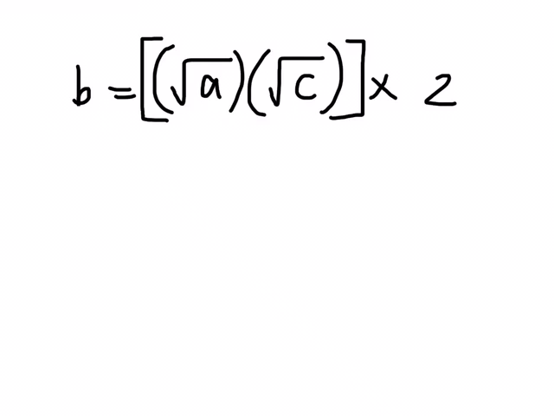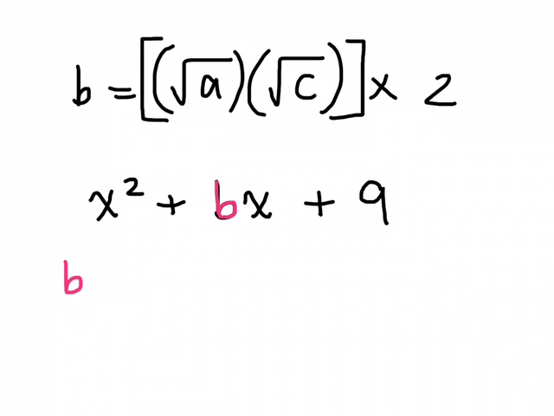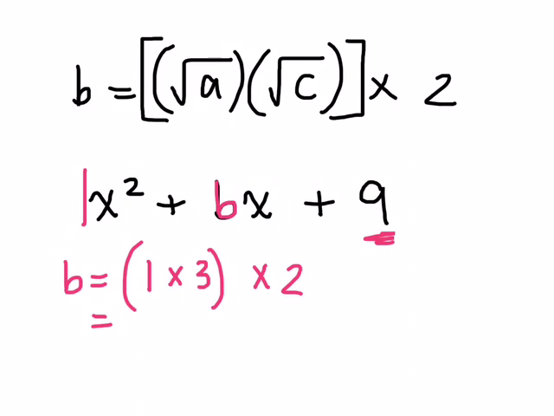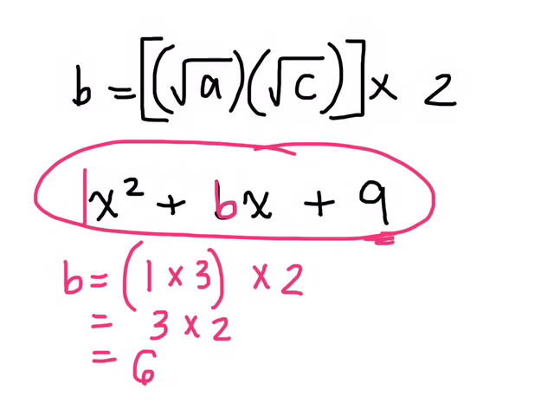So let's try another example. Let's find b. To find b, I take the square root of the first term, a. What's the square root of a? 1. Times, what's the square root of c? 3. And then I multiply that by 2. So what's 1 times 3? 3 times 2 equals 6. So this perfect square trinomial would be x squared plus 6x plus 9. That's a perfect square trinomial.